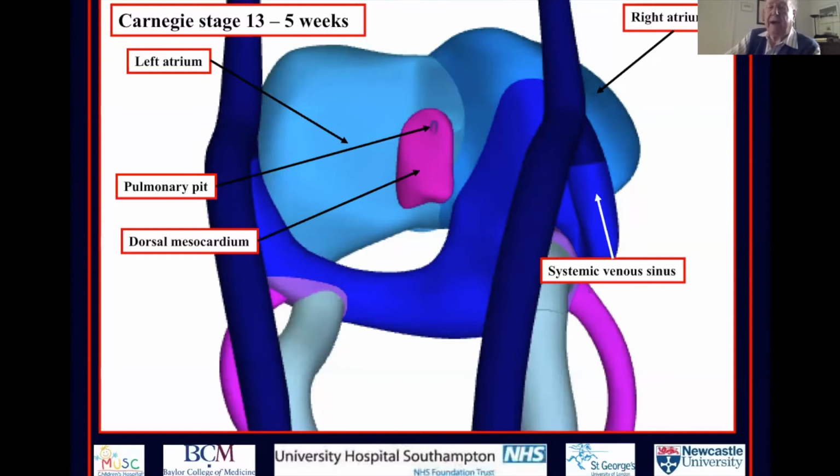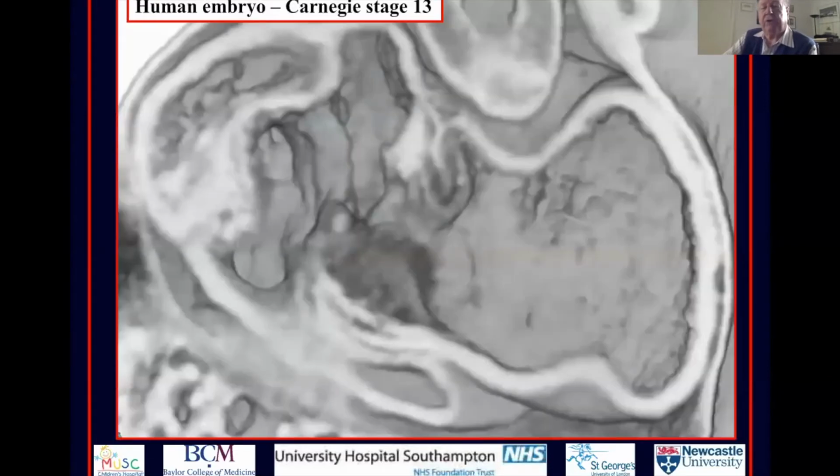But when we now look at the venous inflows, you see that the left sinus horn is no longer draining into the atrial cavity. And that is because it is being incorporated into the developing left atrioventricular junction. And we can see how that happens rather nicely when we take an episcopic data set.